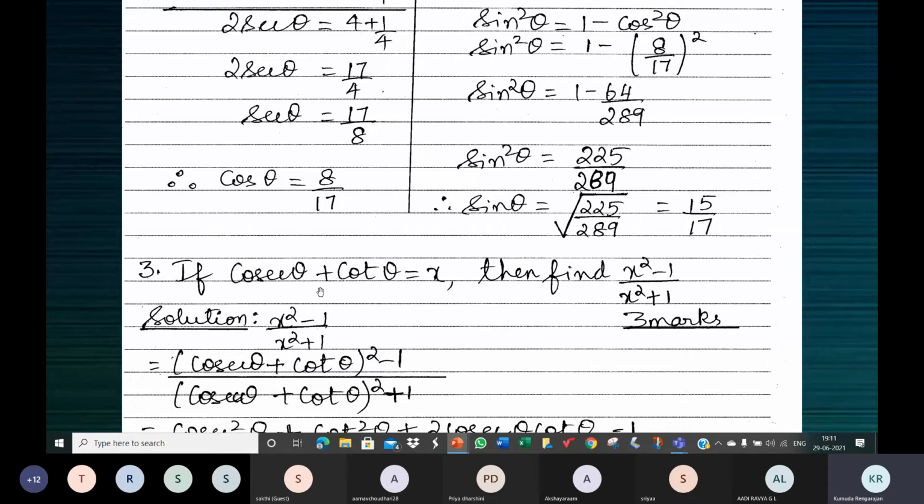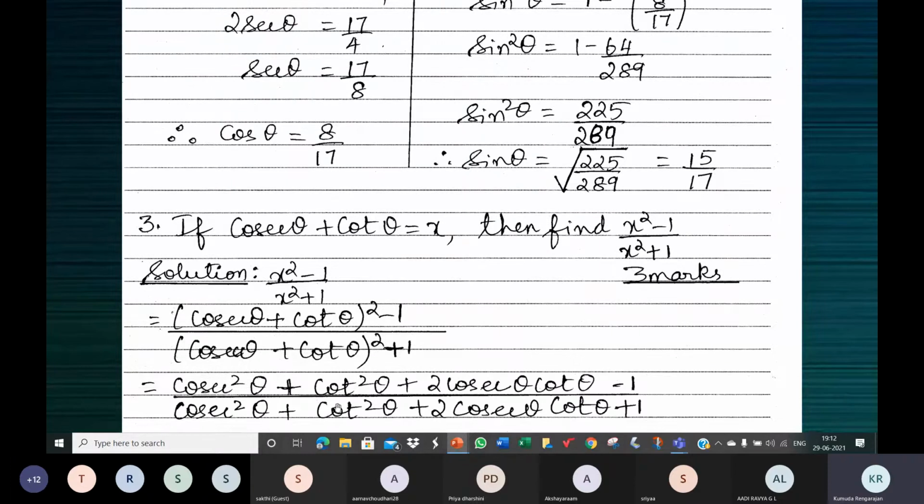So in place of x, we substitute this expression, cosecant theta plus cot theta. Then what? Once you do that, what's the next step? You'll have to expand this. A plus b the whole square is a square plus b square plus 2ab. That's the next step. After this, what is cosecant square theta minus 1?